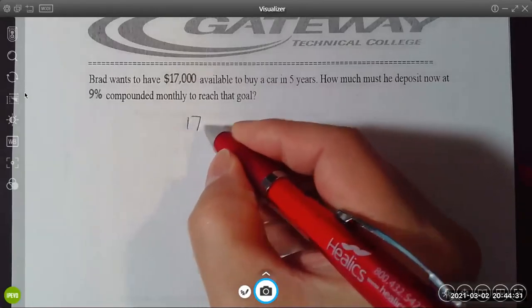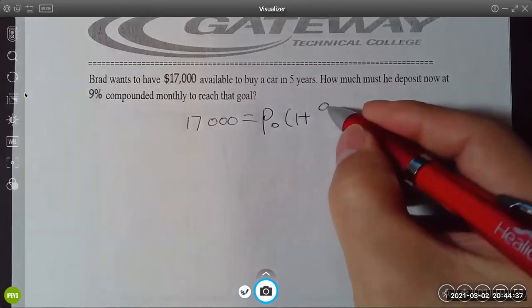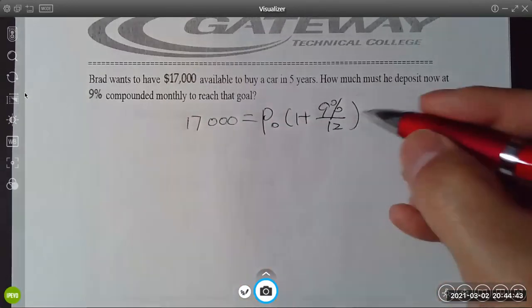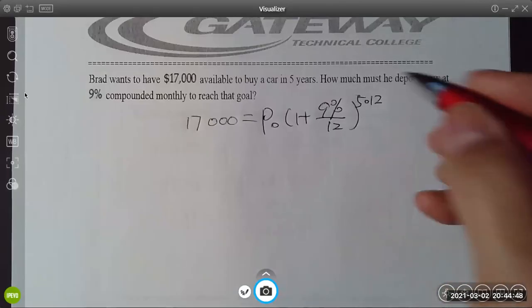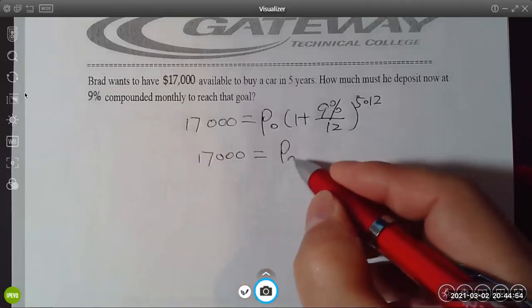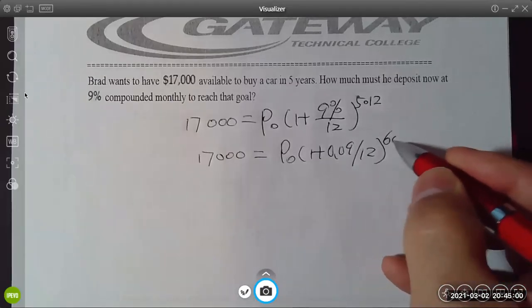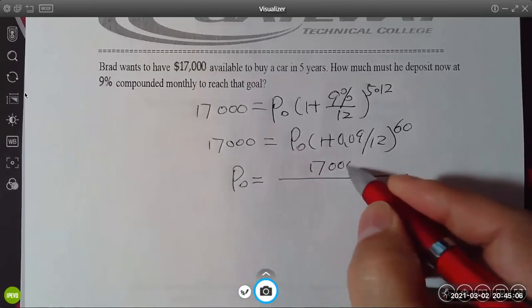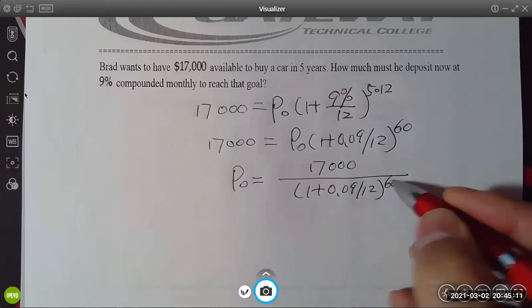So future value equals present value times 1 plus R over K. K compounded monthly, that's 12, to the power of NK. We have 5 years. We do it every month, so we do it 60 times. 17,000 equals P0 times 1 plus 0.09 over 12 to the power of 60. See, exactly the same calculation.